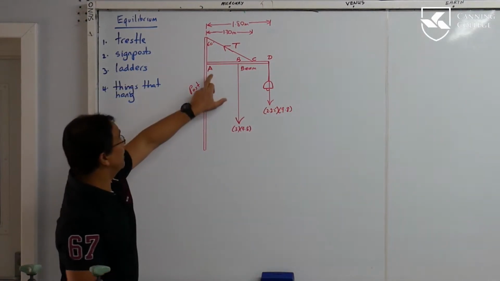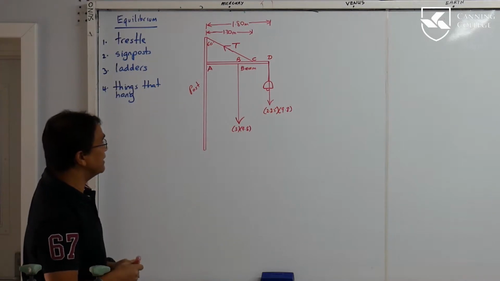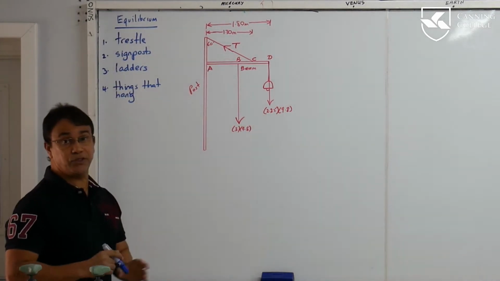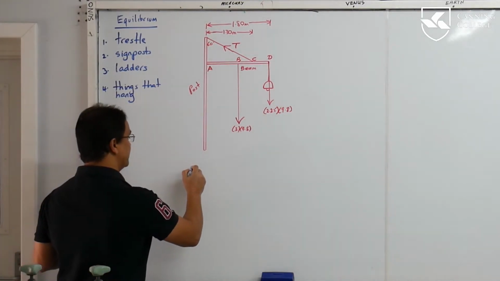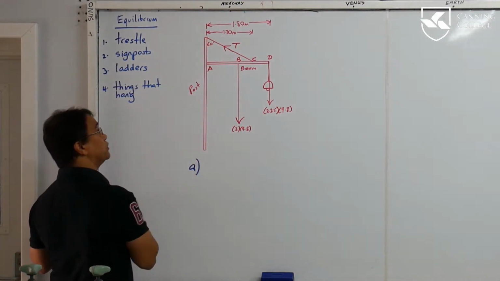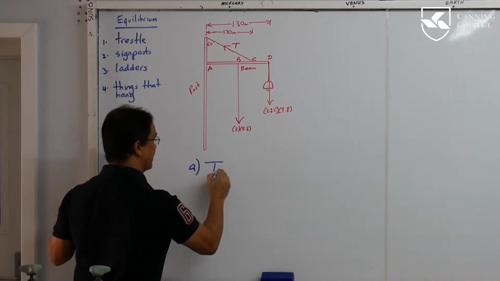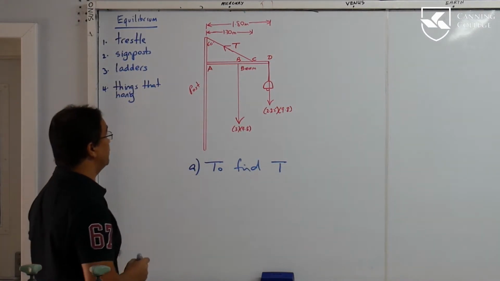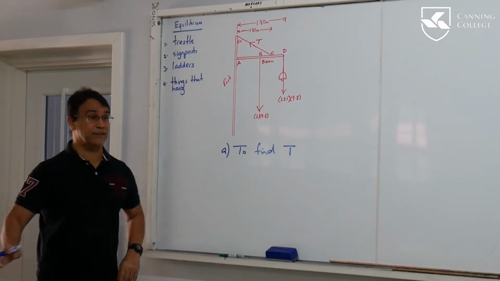Okay, so I've labeled my critical points, and there are two things that you could be asked in this sort of question. The first is, we want to find the tension in the cable. So I'm going to write down: to find tension. That's the first thing that you could be asked in this sort of question.